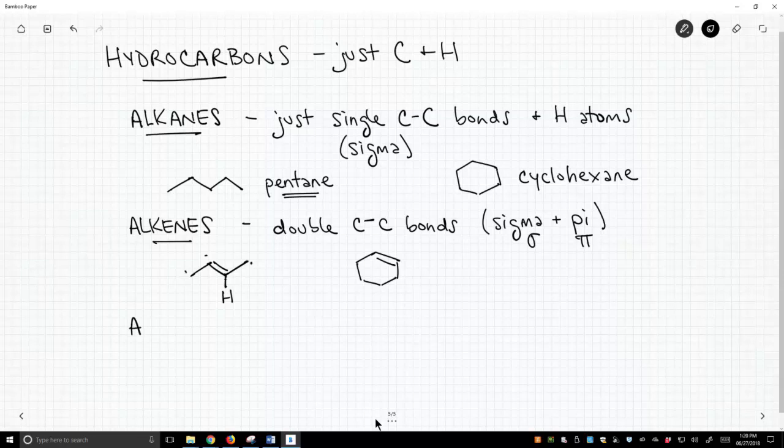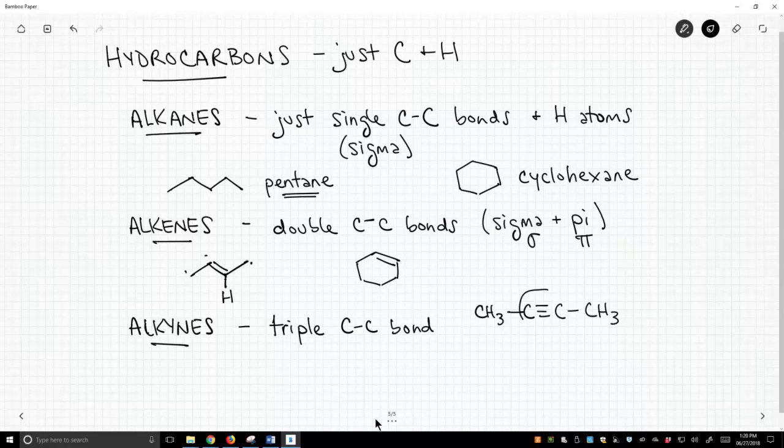Okay, lastly, our third hydrocarbon group, these are going to be the alkynes. And alkynes will contain at least one triple carbon-carbon bond. Let's see a quick example of that. Here is a structure where this carbon-carbon triple bond, that is our alkyne.